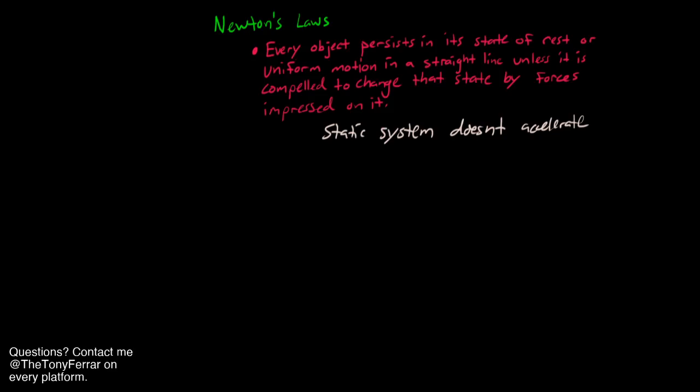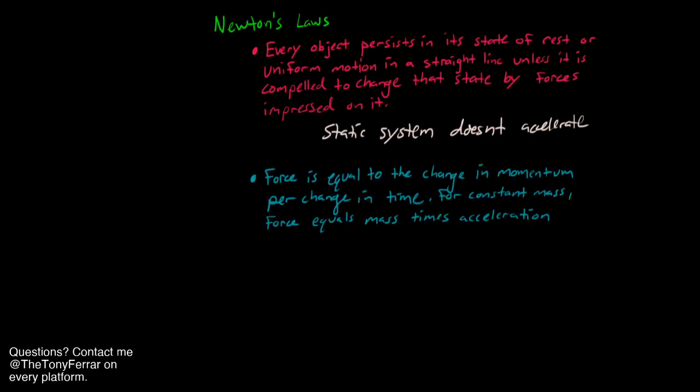Newton's second law says that force is equal to the change in momentum per change in time. For a constant mass system, this means that force is equal to mass times acceleration. If it's not accelerating, a static system, that means that the sum of forces must add to zero. I do want to point out here, this is the vector sum, which means the forces in all of the directions have to add to zero.